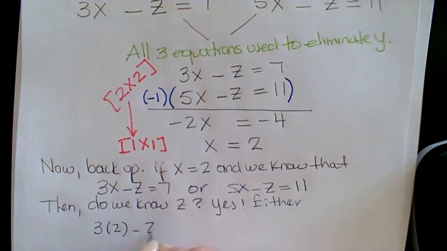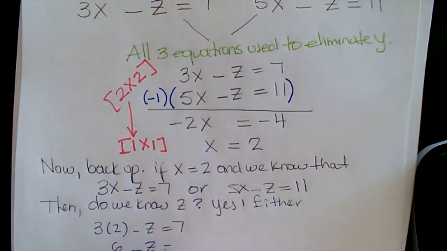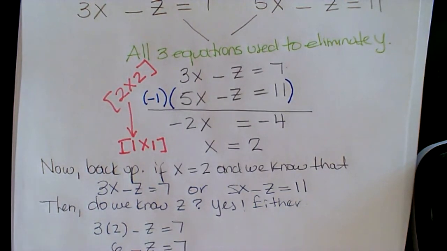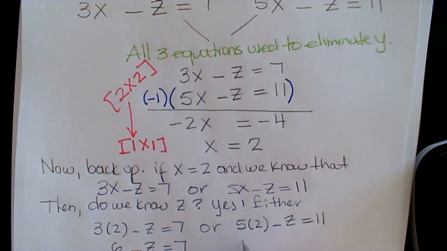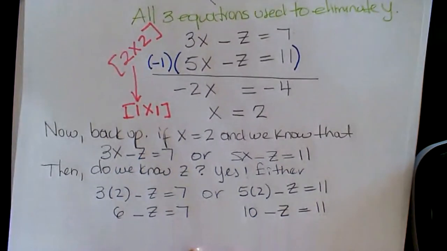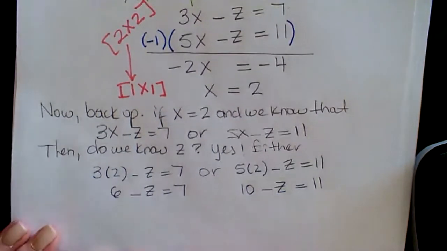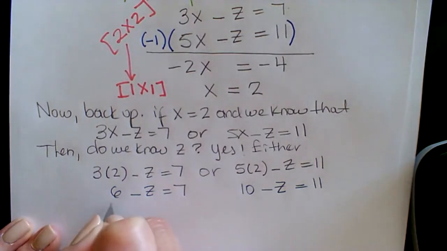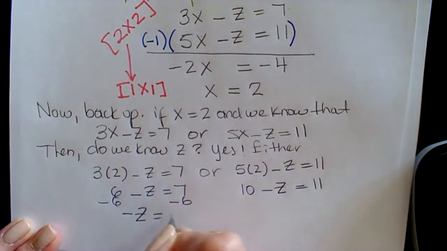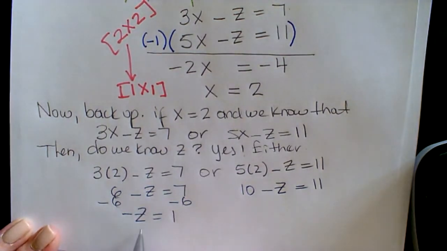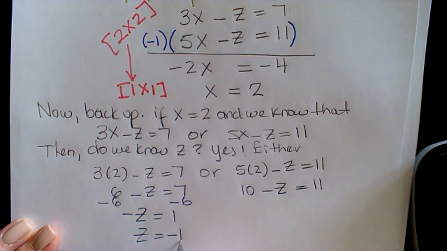2 minus z equals to 7. So this is 6 minus z equals to 7. And if I do this one, it will be 5 times 2 minus z equals to 11. So this is going to be 10 minus z equals to 11. And either way, if you do it, let's say we subtract the 6, it's going to be negative z equals to 1. And z is going to be equal to negative 1.